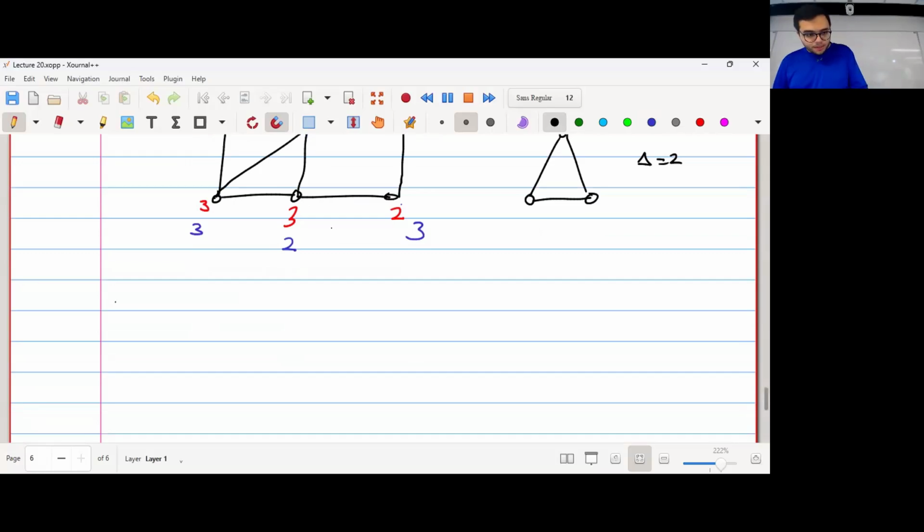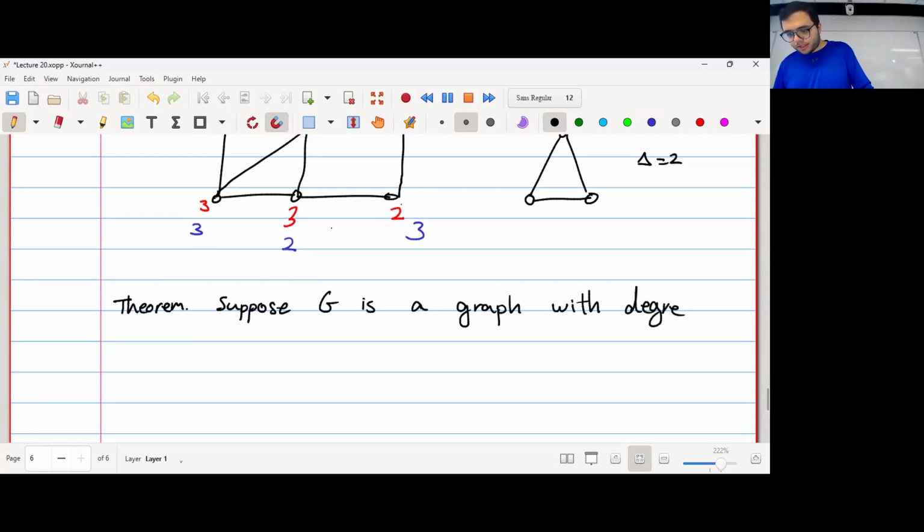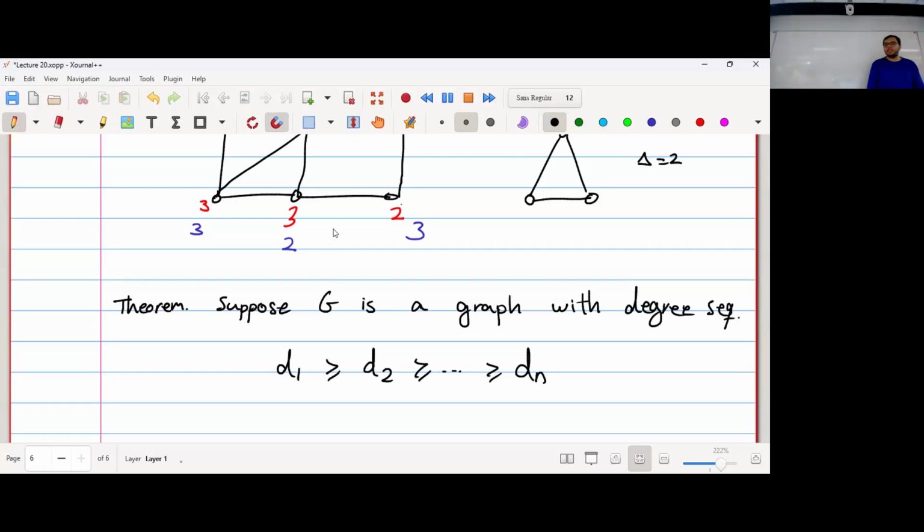So this is the next theorem that I want to prove. I want to say, suppose G is a graph. And let's say that I know the degree sequence of G. So I know the degrees of all the vertices. And let's say that the degrees are D1, D2 to Dn, and D1 is the largest degree. Okay. So let's say that I apply the greedy algorithm, but I start with the vertex that has the highest degree, and basically I go D1, D2 to Dn. I color greedily in that order.